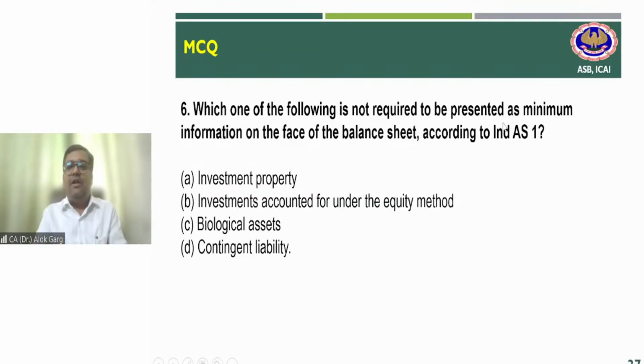Which one of the following is not required to be presented as a minimum information on the face of the balance sheet according to Ind AS 1? This I have already covered, right? Contingent liability, it is an off balance sheet item.